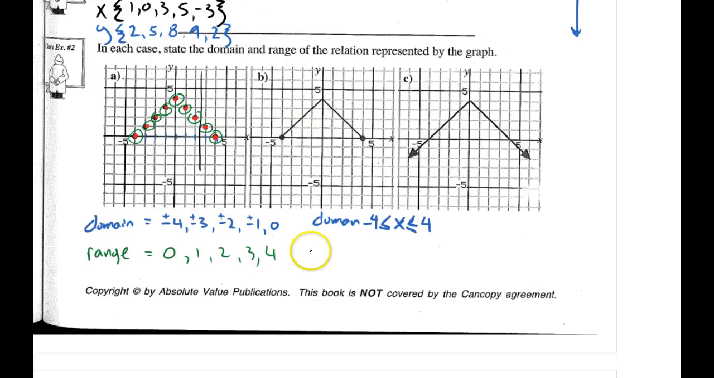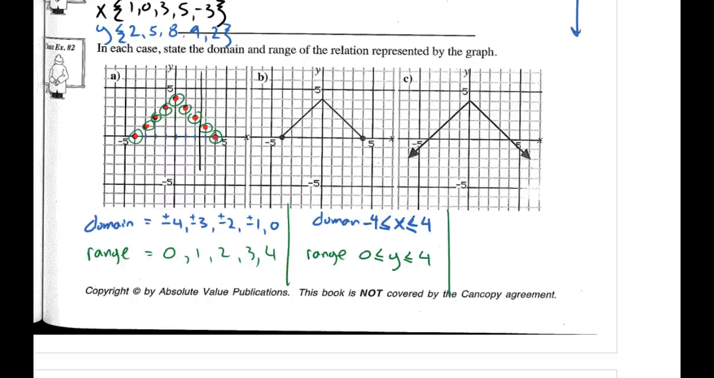Okay, the range. Again, the range is y, and it goes from 0 to 4. And again, I'm going to read this in a sentence. What this says is that y is greater or equal to 0, but less than or equal to 4. Okay, the last one is also very similar, but there's also a bit of a twist on it.